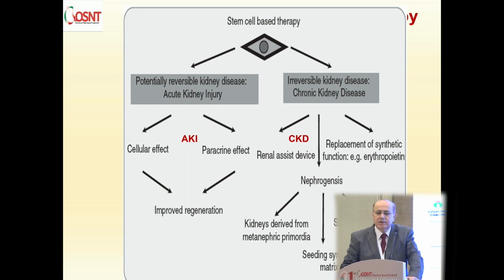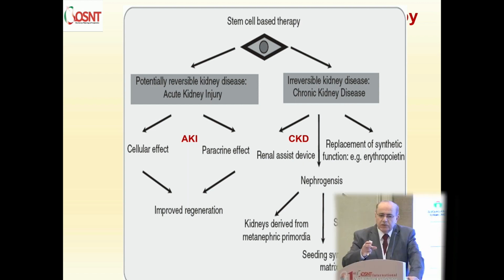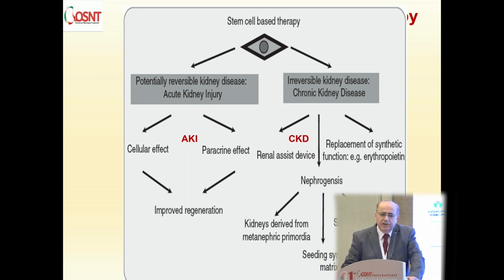As I said, here we have two parts, acute kidney injury and chronic kidney disease. What are the regenerative medicine strategies for acute kidney injury? We have several strategies, first depending on cellular effect, which we will come across, and paracrine effect. While in chronic kidney disease, we have a completely different strategy. First, as you all hear about, the renal assist device, I think we are still far from having it implemented. And we can replace synthetic functions such as erythropoietin. This is also some way to regenerate function. And of course, the most complicated one is nephrogenesis. Nephrogenesis depends on several acts: first, kidney derived from metanephric primordia, which we will come across later on, or seeding synthetic matrix, or seeding organ scaffold.